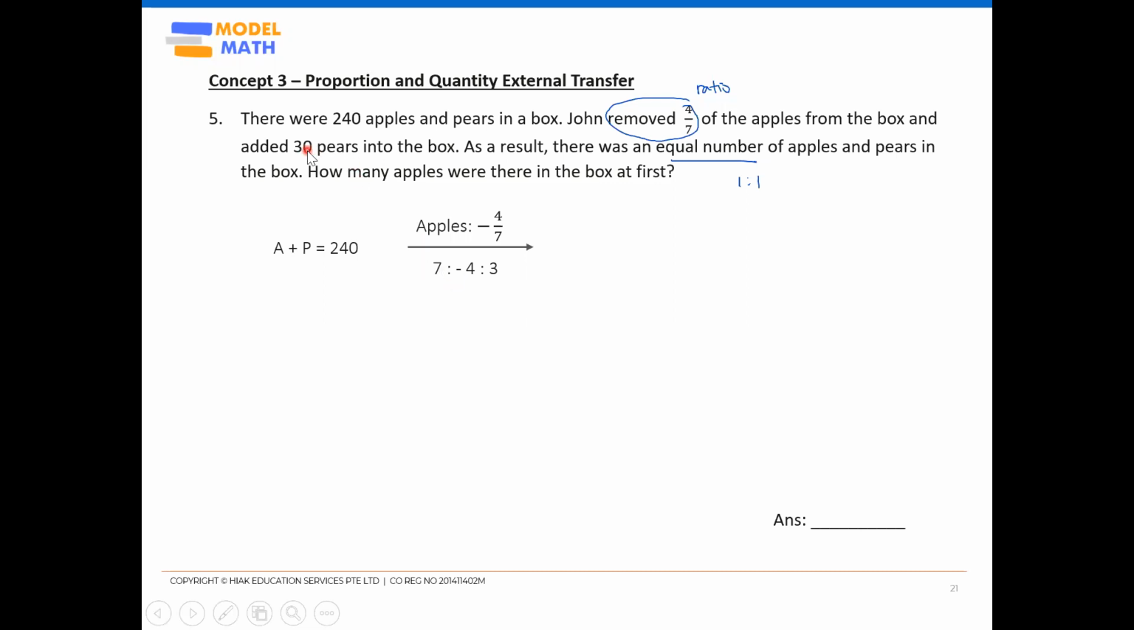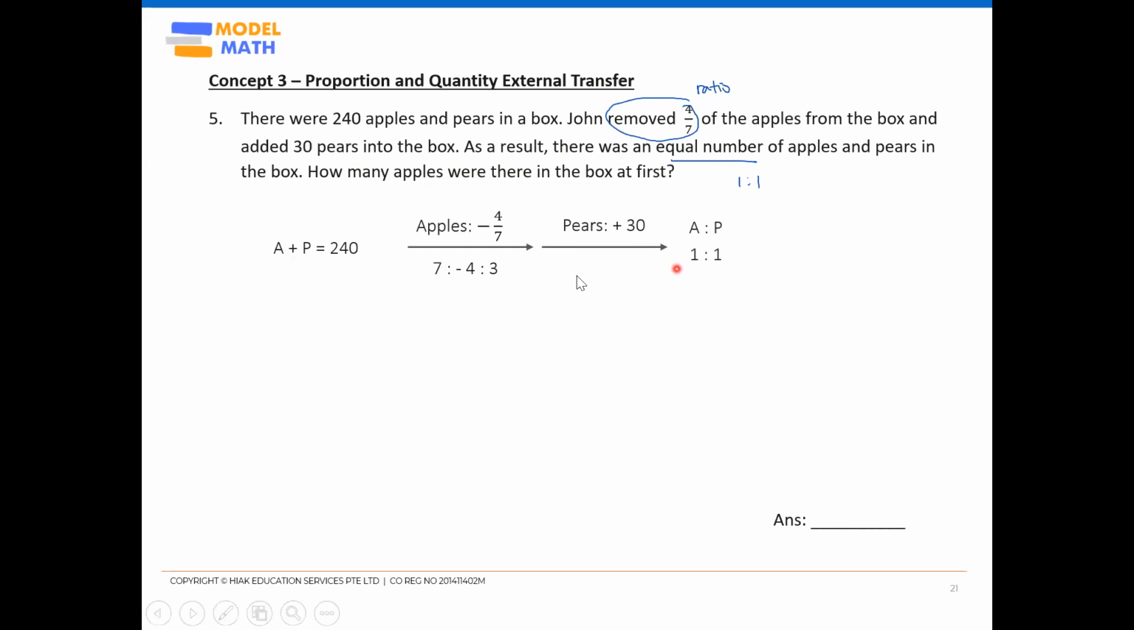Now, for the pears, another change, he added 30. Okay, so another arrow, you can write down pears plus 30. Now, any ratio for this? Of course not, because this is already an actual value of pears. Actual number of pears. Okay, as a result, here in the after part, there is an equal number of apples and pears. So your ratio 1:1.